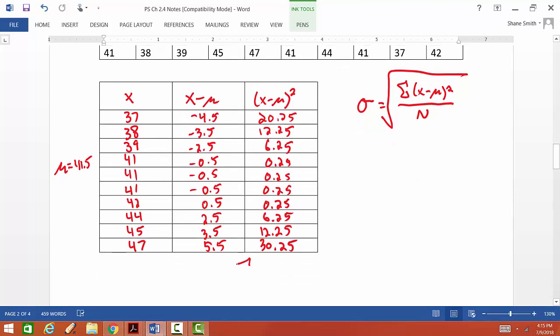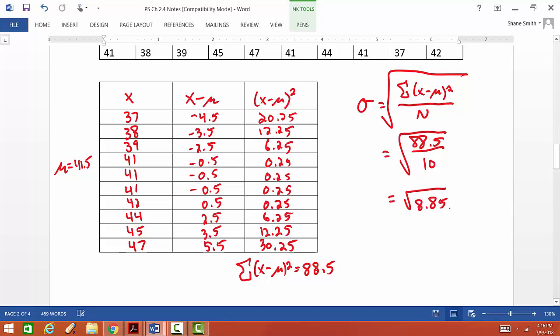And then we add all of these together, and this is our sum of squares. And when we do that, we get 88.5. And this is the numerator under the square root. 88.5 divided by how many data points do we have? N? Well, we have 10. And that's the square root of 8.85.